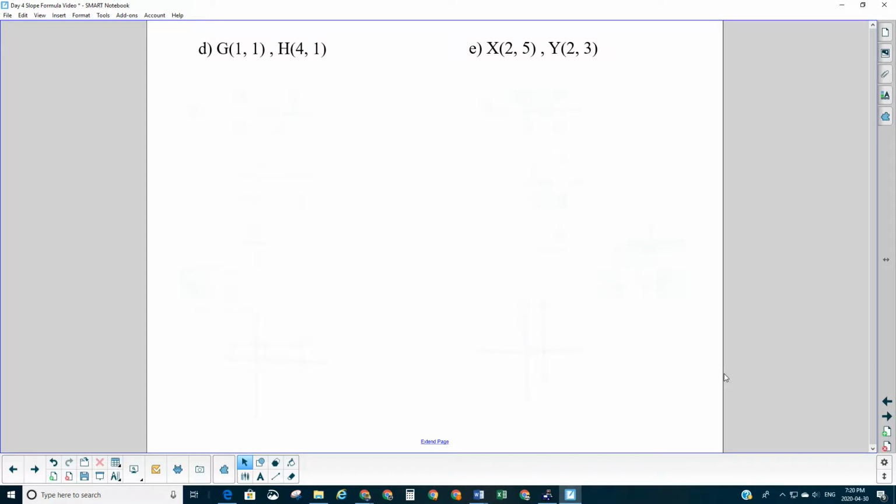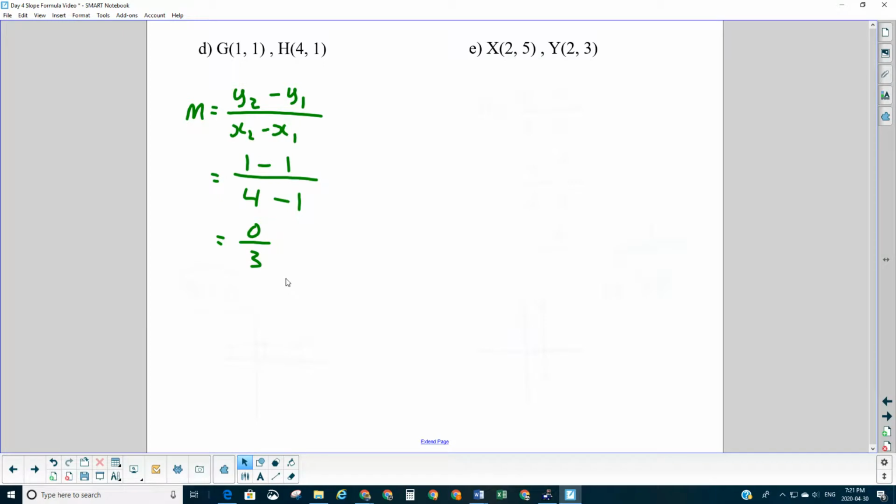All right, y2 minus y1. Again, regardless whether this is the 3rd time, the 4th time, the 20th time, we're going to write down the formula. y2 minus y1 over x2 minus x1. So let's do the y2 minus y1. So that's going to be a 1 minus 1. And the x2 minus x1 is going to be 4 minus 1. Well, that's interesting. 1 minus 1 is 0, and 4 minus 1 is 3.